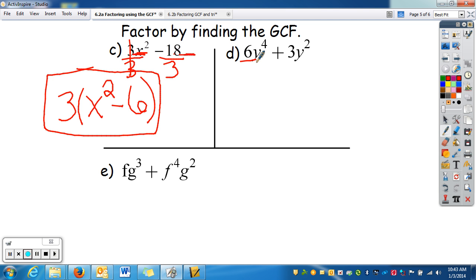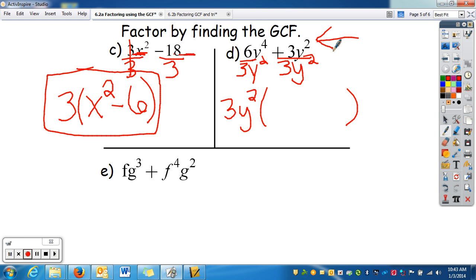D, let's look at the numbers. 6 and 3, their greatest common factor is 3. And then I have y squared and y to the 4th. These are both divisible by y squared. Dividing it out, I have 3y squared on the outside. That multiplied by what gives me that? Well, that's 2y squared. And 3 divided by 3 is 1. And then my y squareds cancel. There's my final answer.